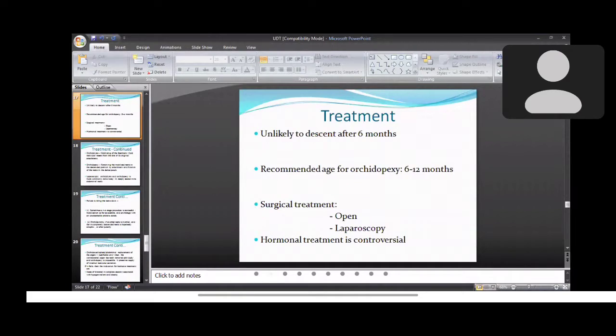Treatment: unlikely to descend after 6 months. Recommended age for orchidopexy is 6 to 12 months. So we should wait for up to 1 year of age to recommend orchidopexy or surgery, surgical treatment, open and laparoscopy. Hormone treatment is all controversial.